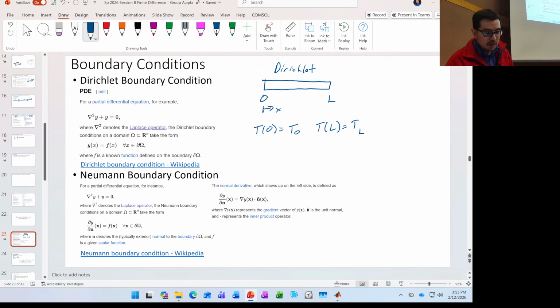The Neumann boundary condition is harder.